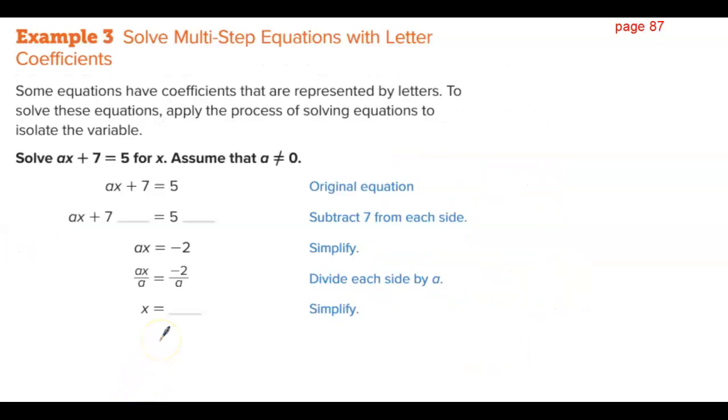All right? Solve multi-step equations with letter coefficients. What they've done here is they're saying let A be a constant and solve this for X. And you will see several problems like this, okay? We're solving for X, not A.